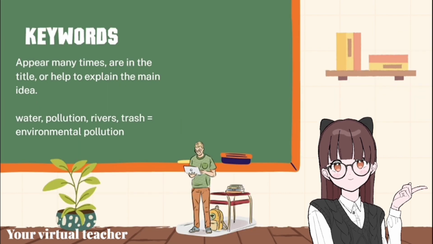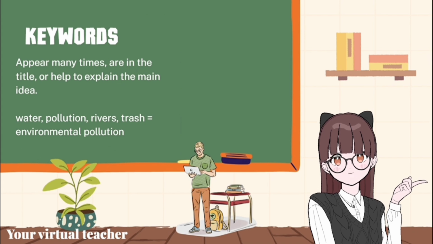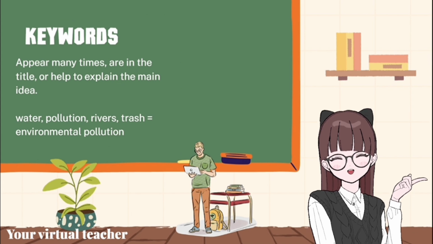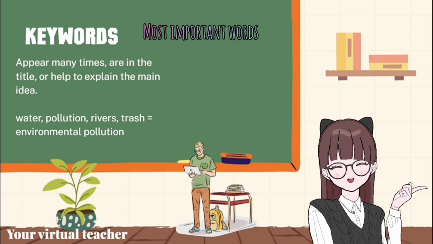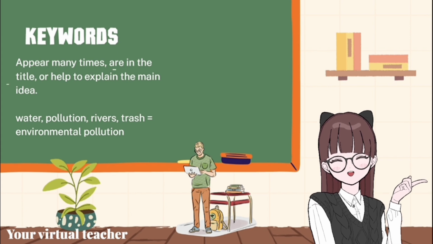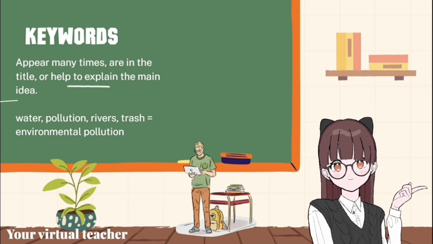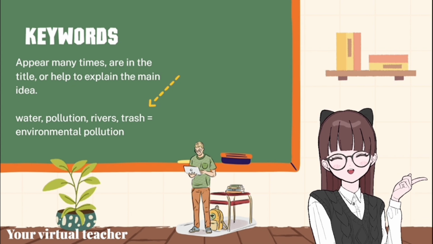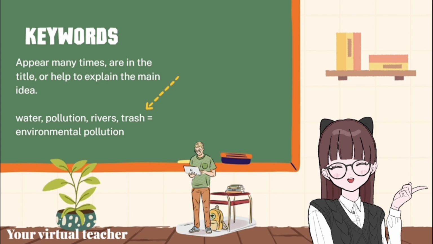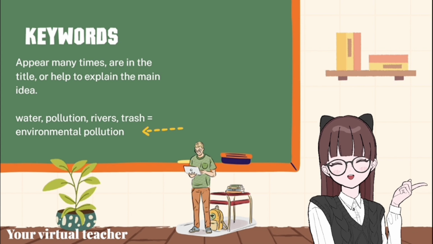Keywords. You already know that too, but if you don't remember, keywords are the most important words in a test. They usually appear many times, are in the title, or help to explain the main idea. For example, if you read water, pollution, rivers, and trash, you can infer that the test is about environmental pollution.